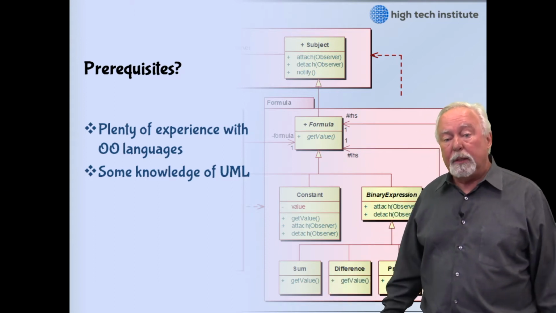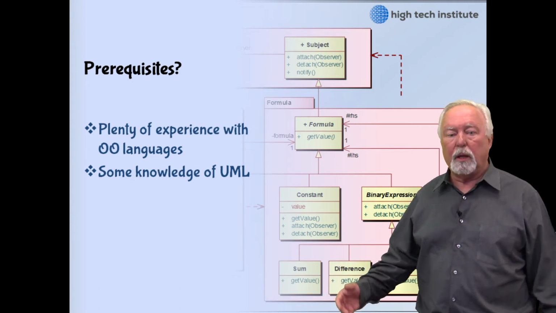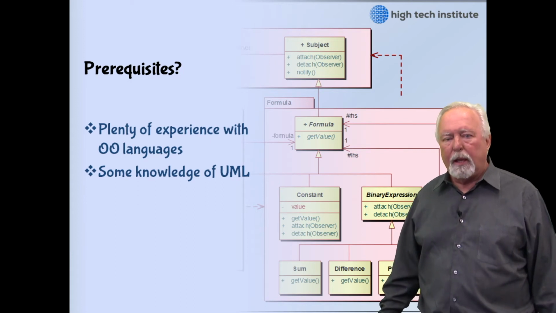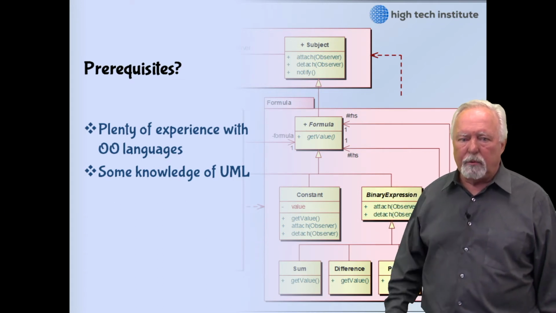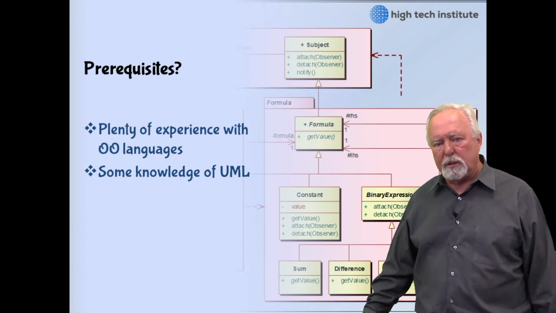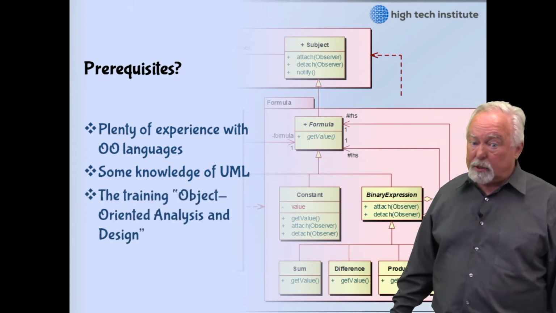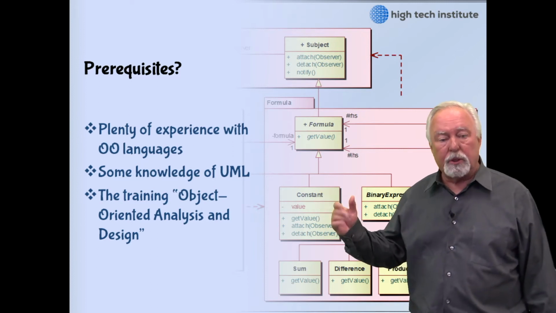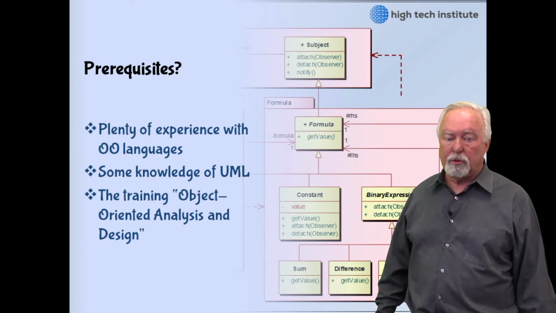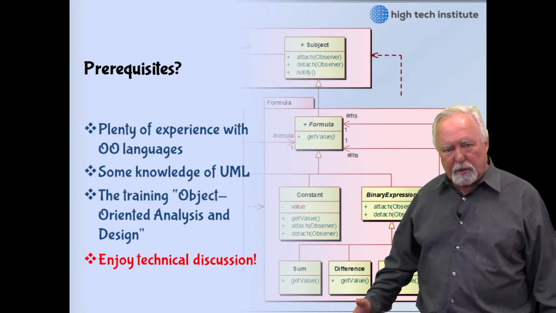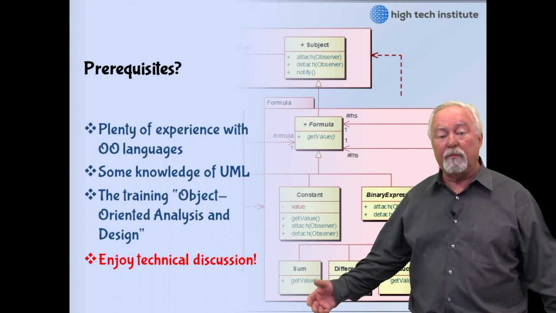Why do we do that? Because, first of all, it makes the course more language independent, so whatever language you use, it does not matter. And also because the idea is that we raise the abstraction level with which you look at a software system. One possibility is that you have attended the course that I mentioned before, Object-Oriented Analysis and Design, that's also offered by the High Tech Institute. And of course, most important, that you enjoy technical discussions, because we will have a lot of them.